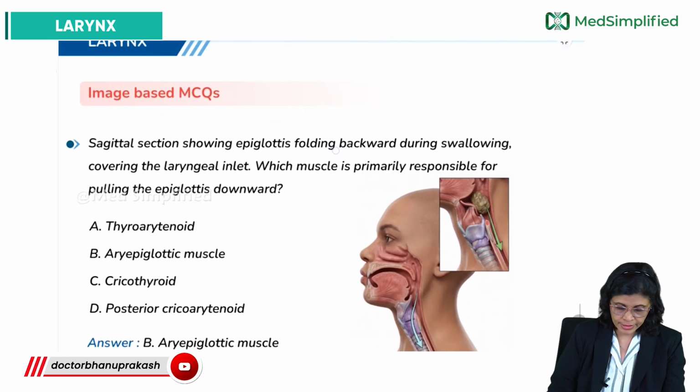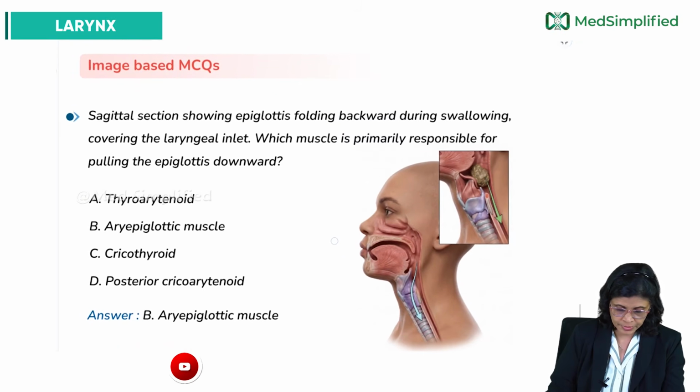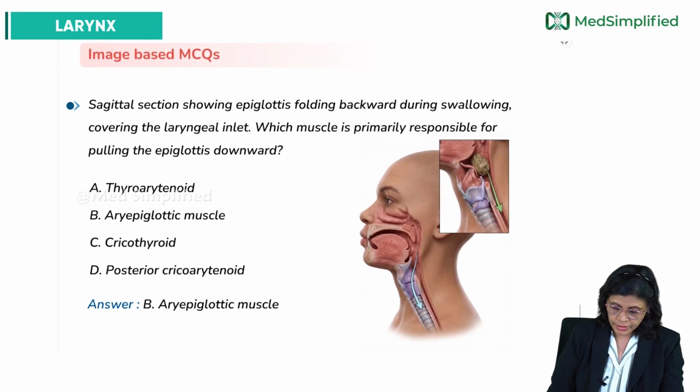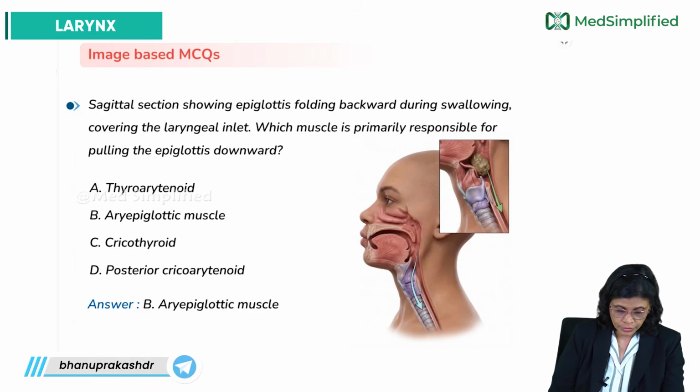Now let's look at some of the image-based MCQs. Here the sagittal section shows the epiglottis folding backwards during swallowing, covering the laryngeal inlet. Which muscle is responsible for pulling the epiglottis downwards? The muscles which close the inlet are the oblique arytenoid and aryepiglottic. Here it is the aryepiglottic muscle.